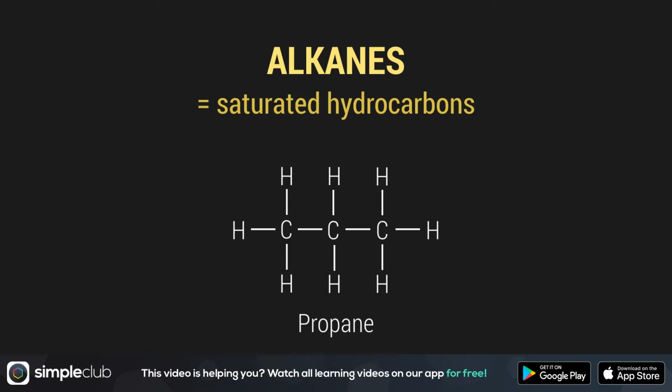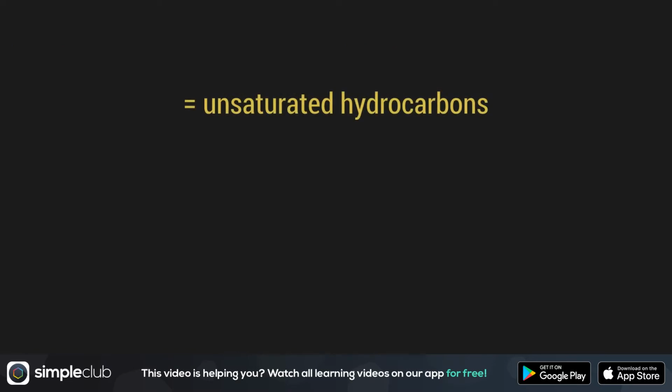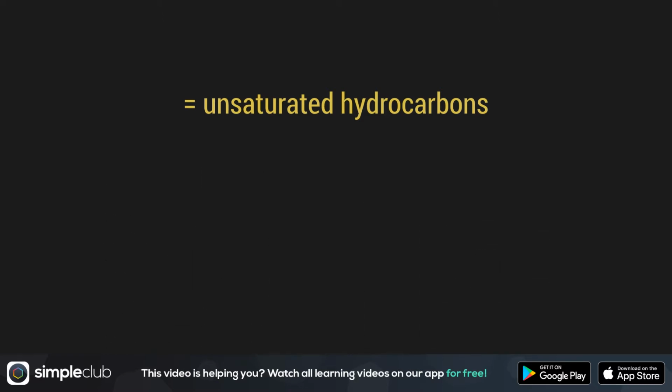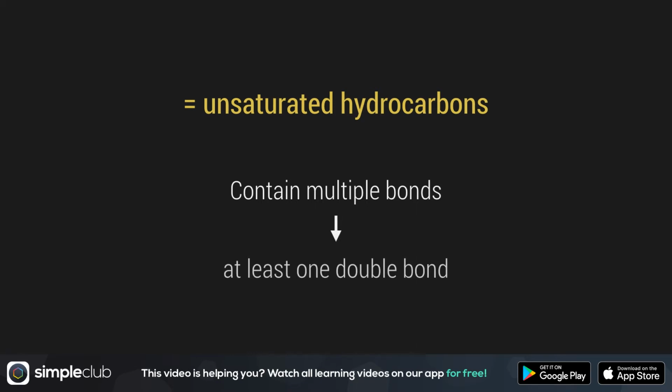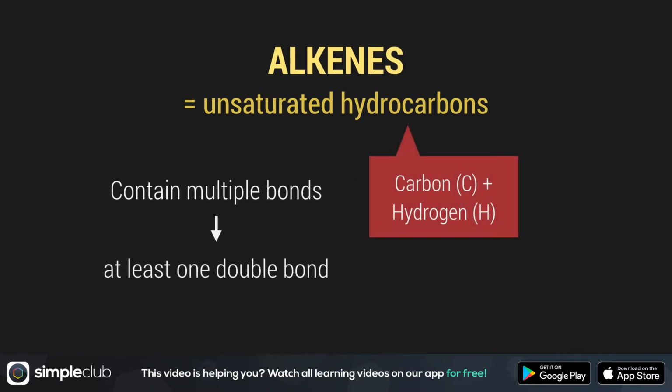In the hydrocarbon family, there are saturated forms as well as unsaturated forms. And what do you think their properties are? Exactly, simply the opposite to the saturated ones. Very logical, right? Unsaturated hydrocarbons contain multiple bonds. In other words, they have at least one double bond. And how does that relate to alkenes? Well, alkenes are exactly this type of unsaturated hydrocarbons. They are only made up of carbon and hydrogen, with two of those carbon atoms connected by a double bond.